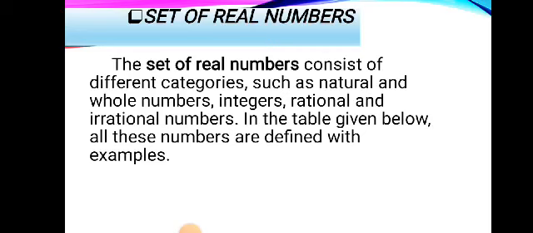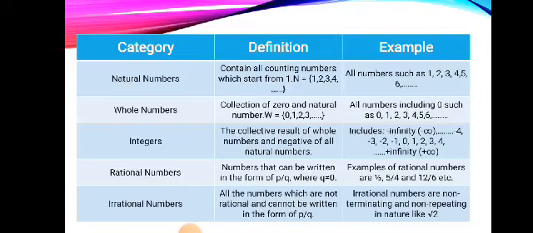The set of real numbers consists of different categories, such as natural and whole numbers, integers, rational and irrational numbers. In the table given below, all these numbers are defined with examples. The category: natural numbers. The definition contains all counting numbers which start from 1: N equals 1, 2, 3, 4, 5, 6, and so on. Examples: all numbers such as 1, 2, 3, 4, 5, 6.